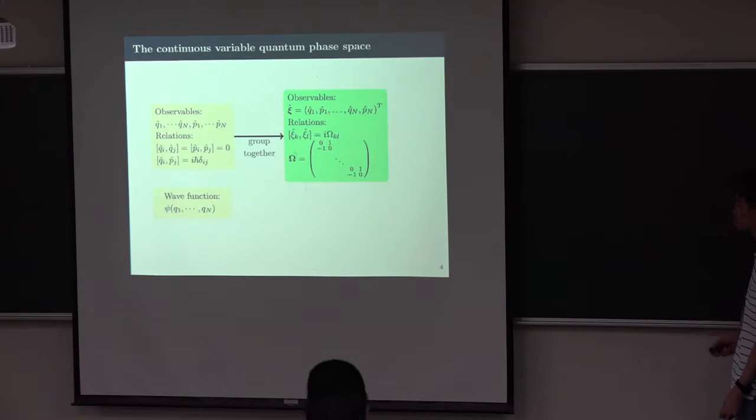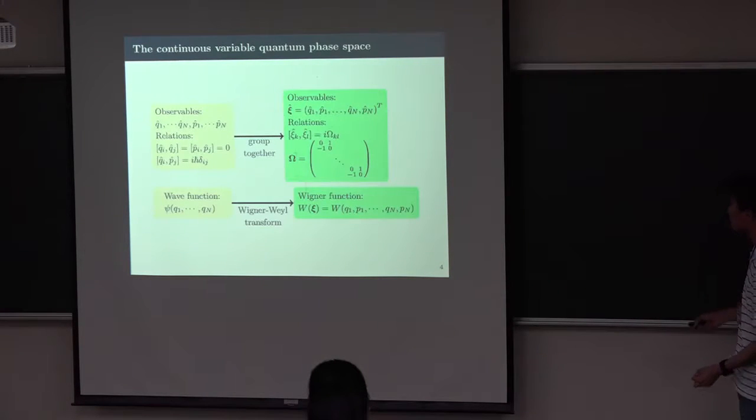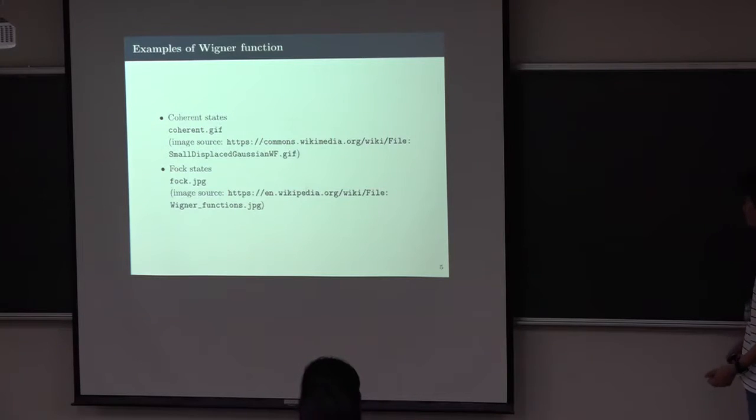Also, in traditional quantum mechanics, we often describe a quantum state using a wave function. But the wave function is not a function on phase space, so we use the Wigner function instead. It is very much like a probability distribution function on phase space. If you haven't heard of the Wigner function, here are some examples.